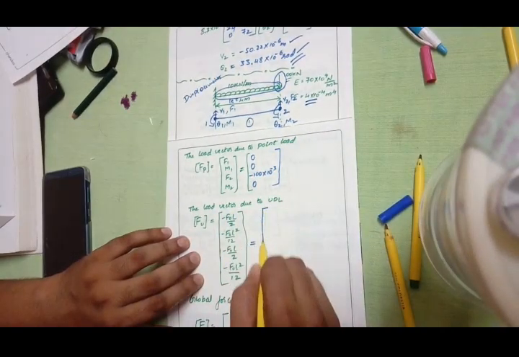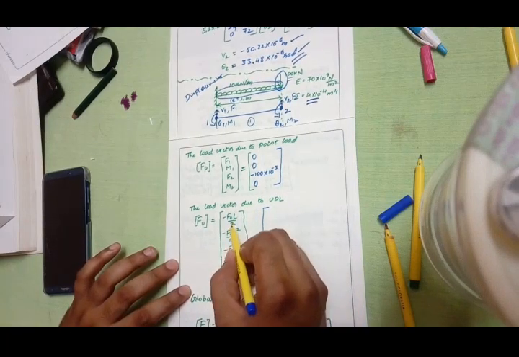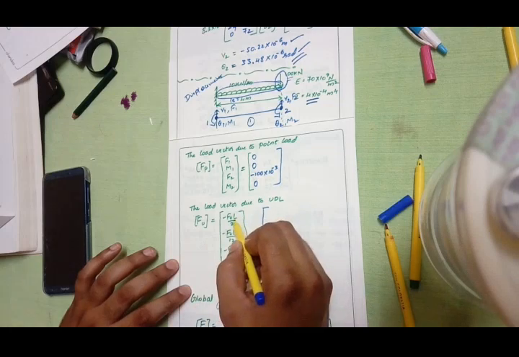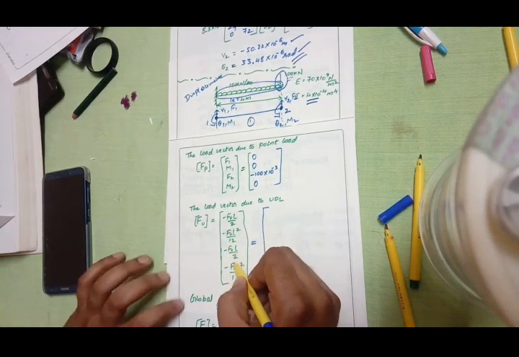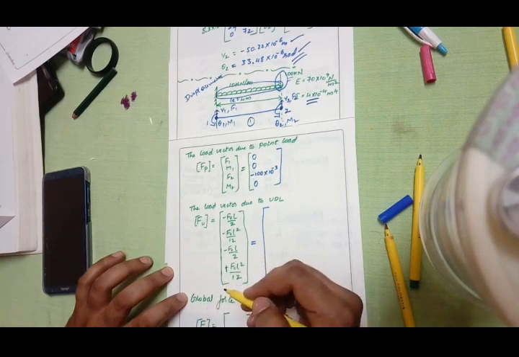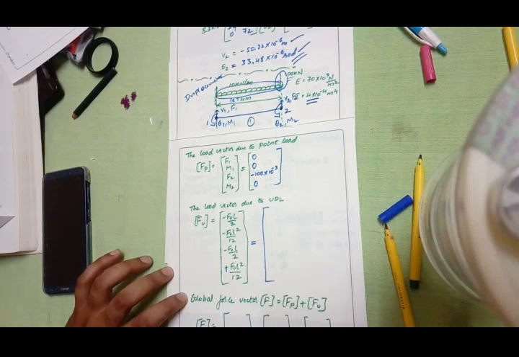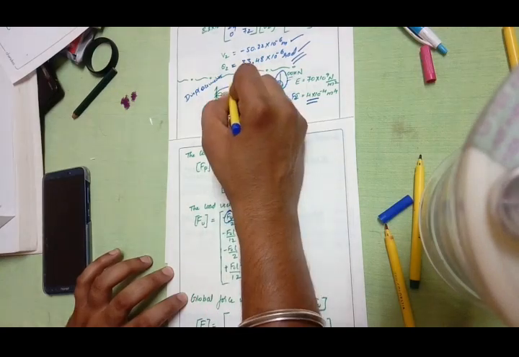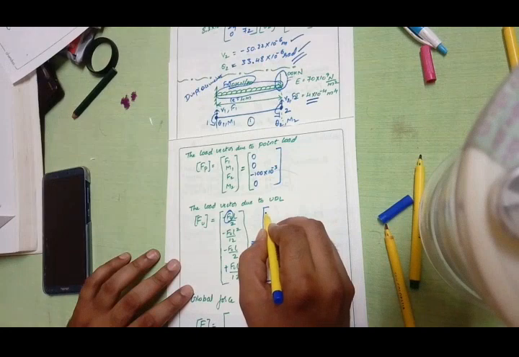Now, in order to find out the uniformly distributed load, you are going to use the formula. So this is the formula: F naught into L by 2, F naught L square by 12, minus F naught into L by 2, plus F naught L square divided by 12. So this is the formula for finding out the load vector due to UDL. You need to ask me, what is this F naught? F naught is nothing but 10 kilonewton per meter, your force value.